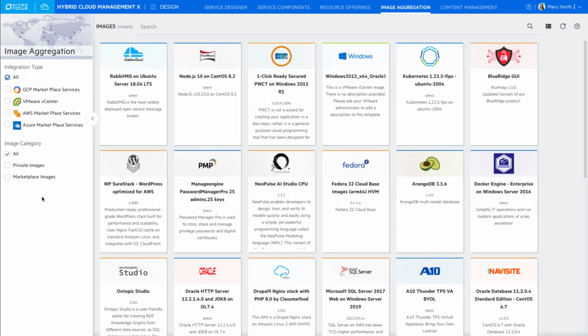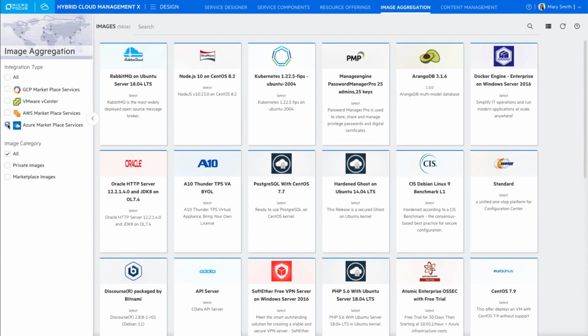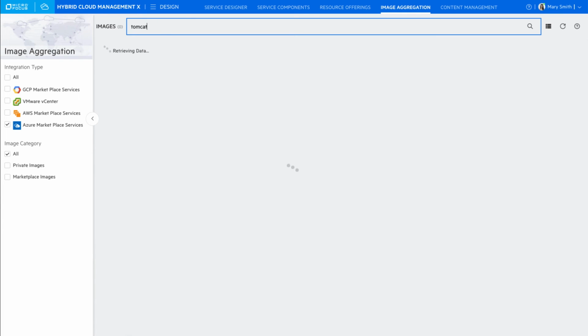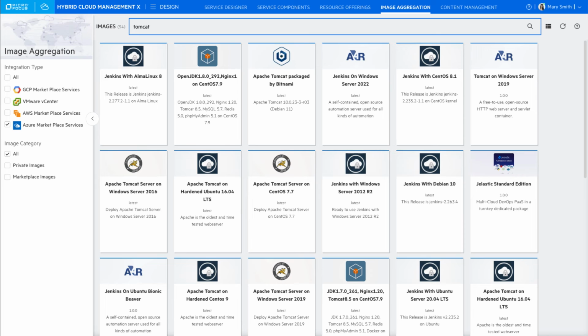The way you set up this additional governance is by combining our image aggregation feature with our self-service catalog. Via image aggregation, you can centrally broker access to public cloud services that are available on the AWS, Azure, and Google marketplaces. Let's say we want to broker access to a Tomcat server running on Azure. To do that, you first filter out all non-Azure offerings. Next up, you can use the search field on top to further narrow down the list of offerings.